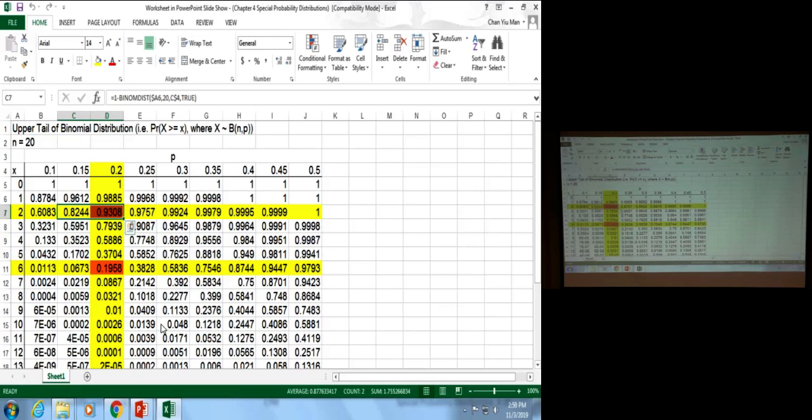Now, let me ask another question. Okay, P equal to 0.2, but I ask what is the probability of X greater or equal to 2.5? This one, you cannot take approximation. You must know that probability of X greater or equal to 2.5 means that it is equal to probability of X greater or equal to 3, or X greater or equal to 2.